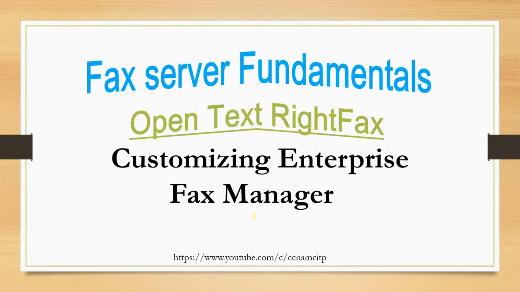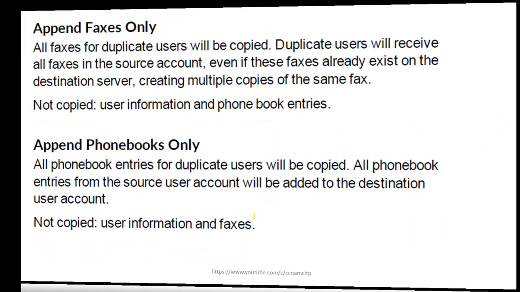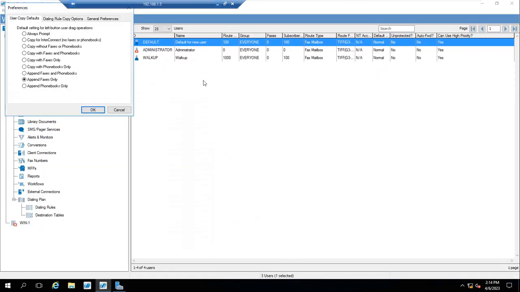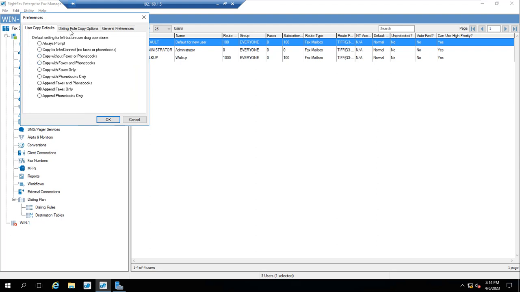Enterprise Fax Manager. Apart from this we have a couple more settings to enable and configure, and you can see here itself. I will show you. We have only understood user copy defaults. We have nine settings we can enable in this preference. And apart from this we have dialing rule copy options and general preferences. I'm going to cover this in my next video, and we'll talk again about what each option is separately.